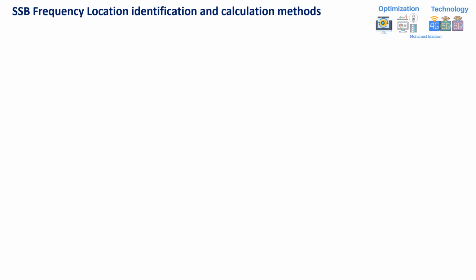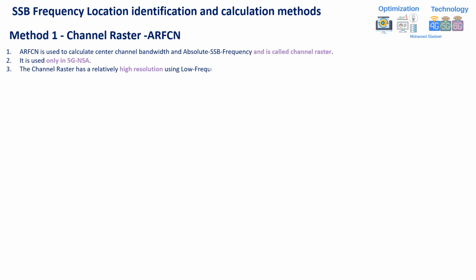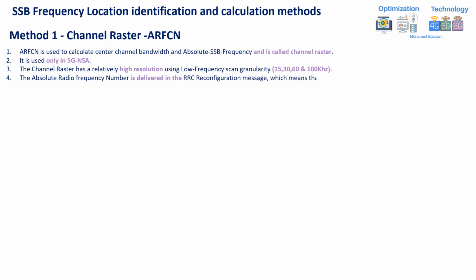This section will present the first method used to calculate the SSB frequency position from the network side. ARFCN is used to calculate the center channel bandwidth and absolute SSB frequency and is called channel raster. It is used only in 5G NSA. The channel raster has a relatively high resolution using low-frequency scan granularity, 15, 30, 60 and 100 kHz. The absolute radio frequency number is delivered in the RRC reconfiguration message, which means that the UE will receive the SSB frequency domain position directly from the 4G leg.